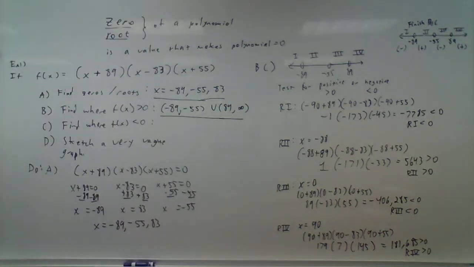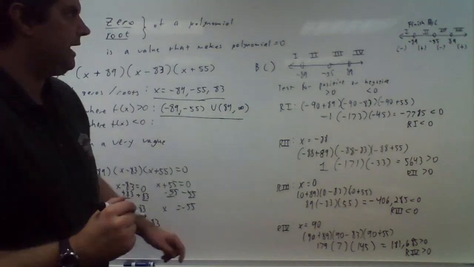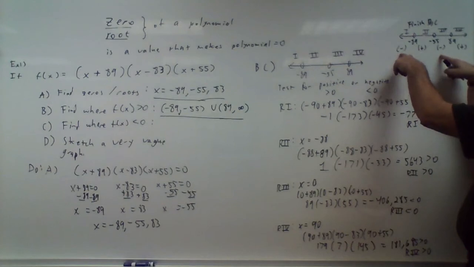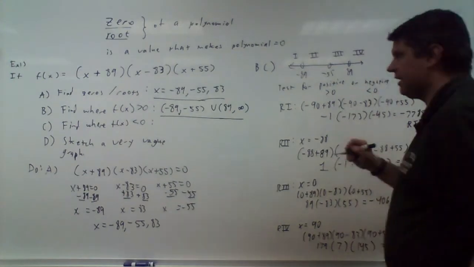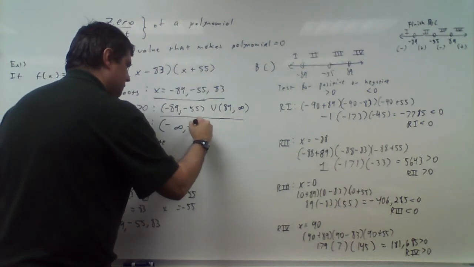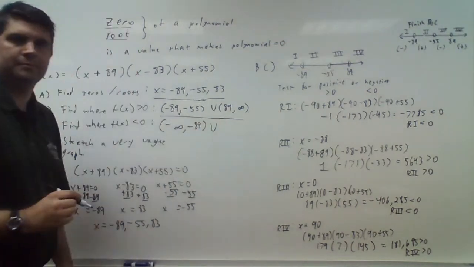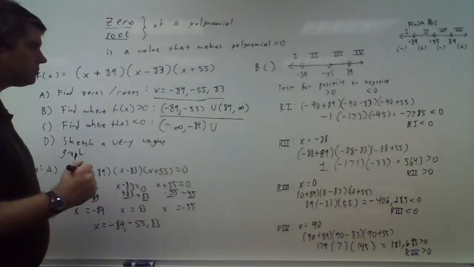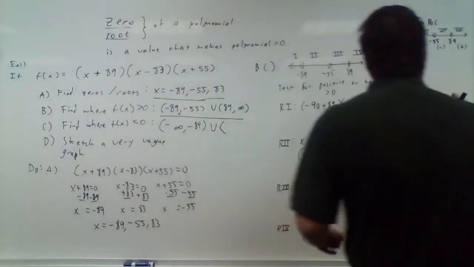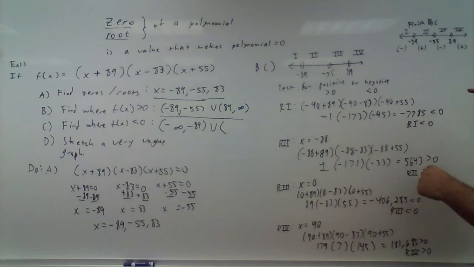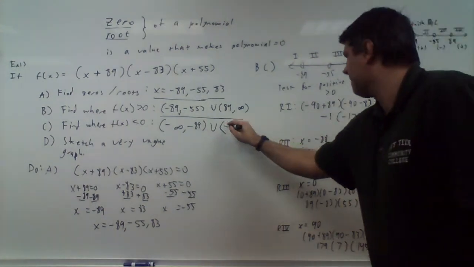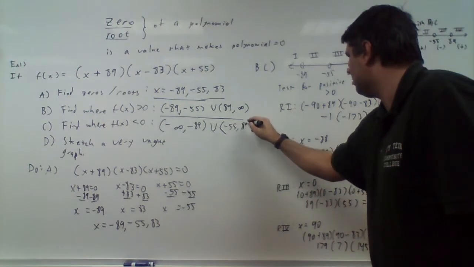Okay? It's less than 0 in region 1 and region 3. Region 1 is described as negative infinity to negative 89, union, and then the other one where it's negative is between negative 55 and 89, not including them.